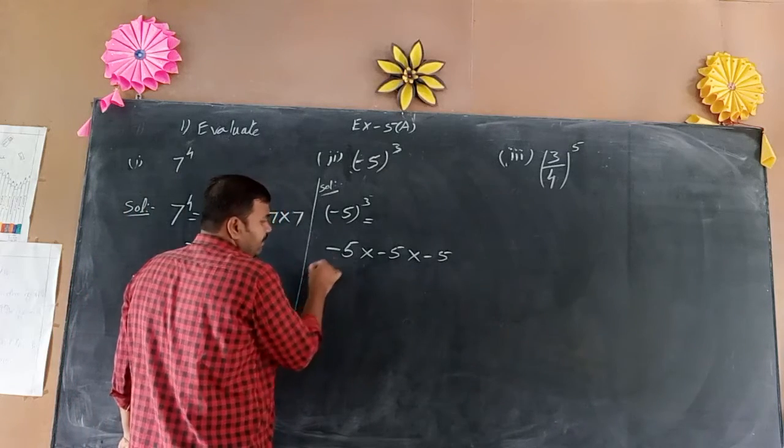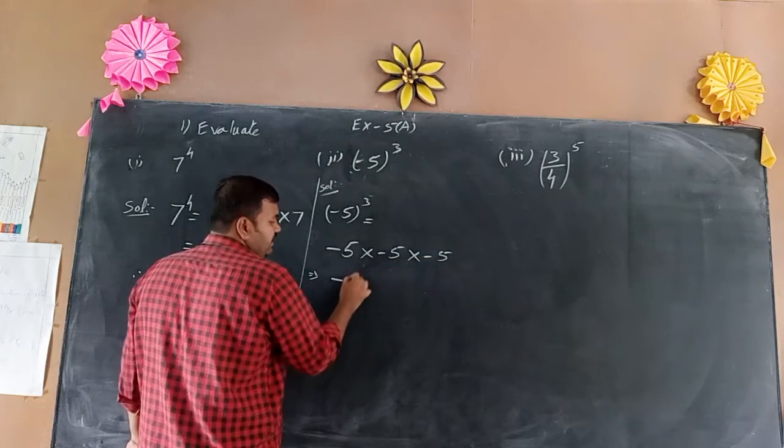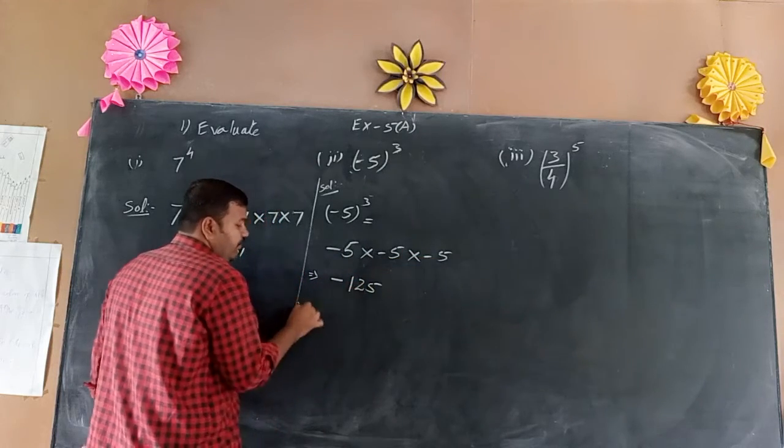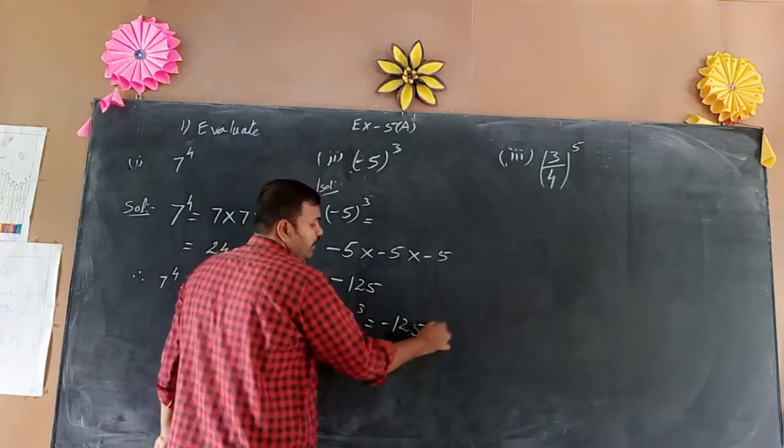First sign: minus into minus is plus. Plus into minus is minus. 5 fives are 25, 25 fives are 125. Therefore, minus 5 whole to the power of 3 is equal to minus 125.